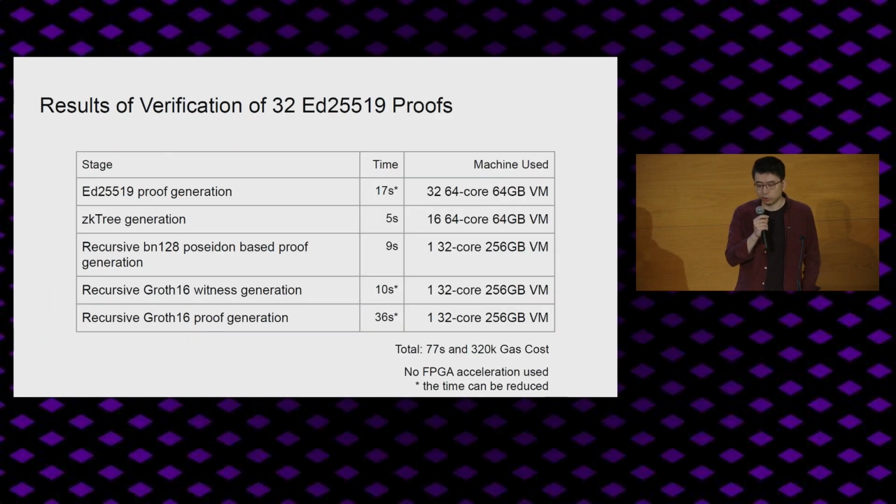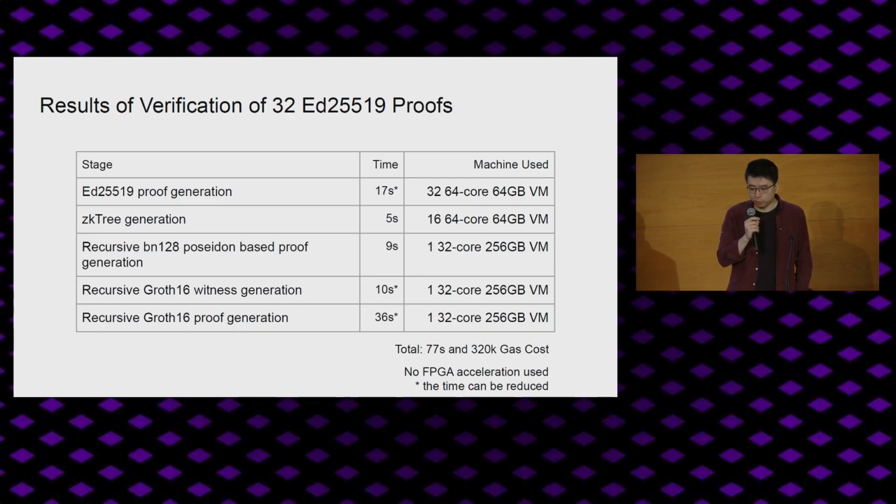So this is the result of our current pipeline. It takes about 17 seconds to generate each Ed25519 proof in Plonky2. The zkTree generation time is 5 seconds. The rest is the Groth16 recursion. And the total time is around 77 seconds with 320K gas cost.